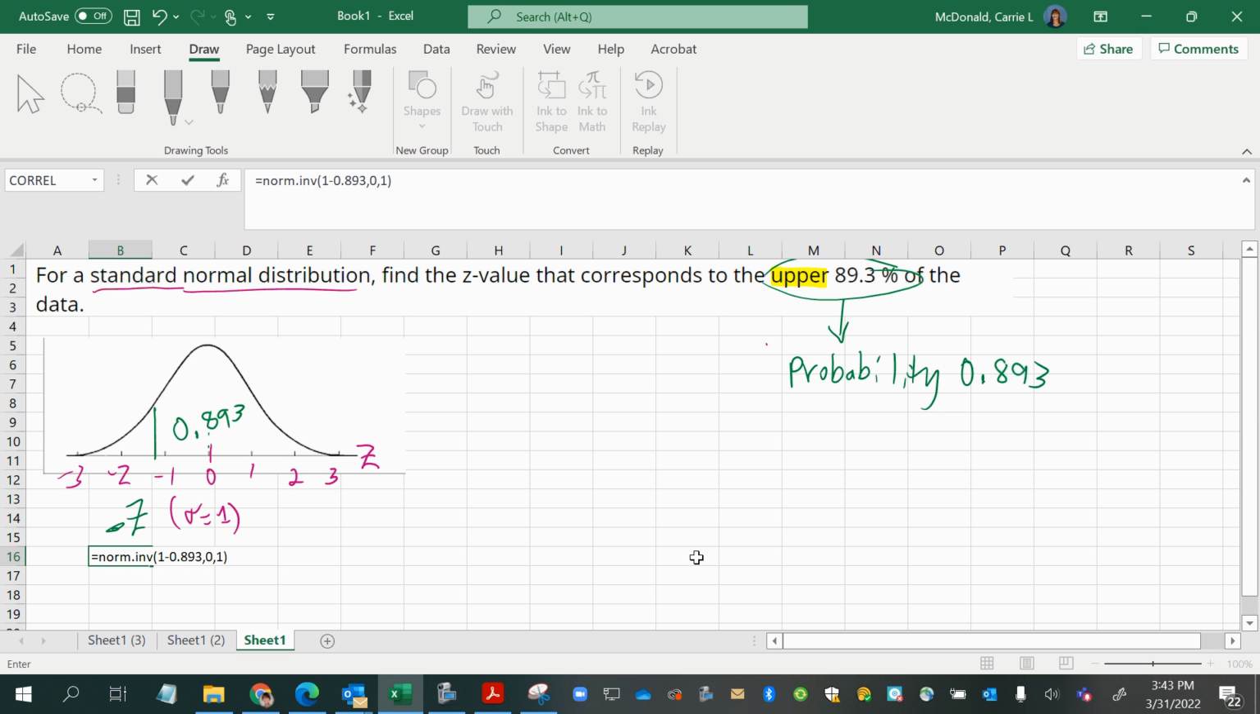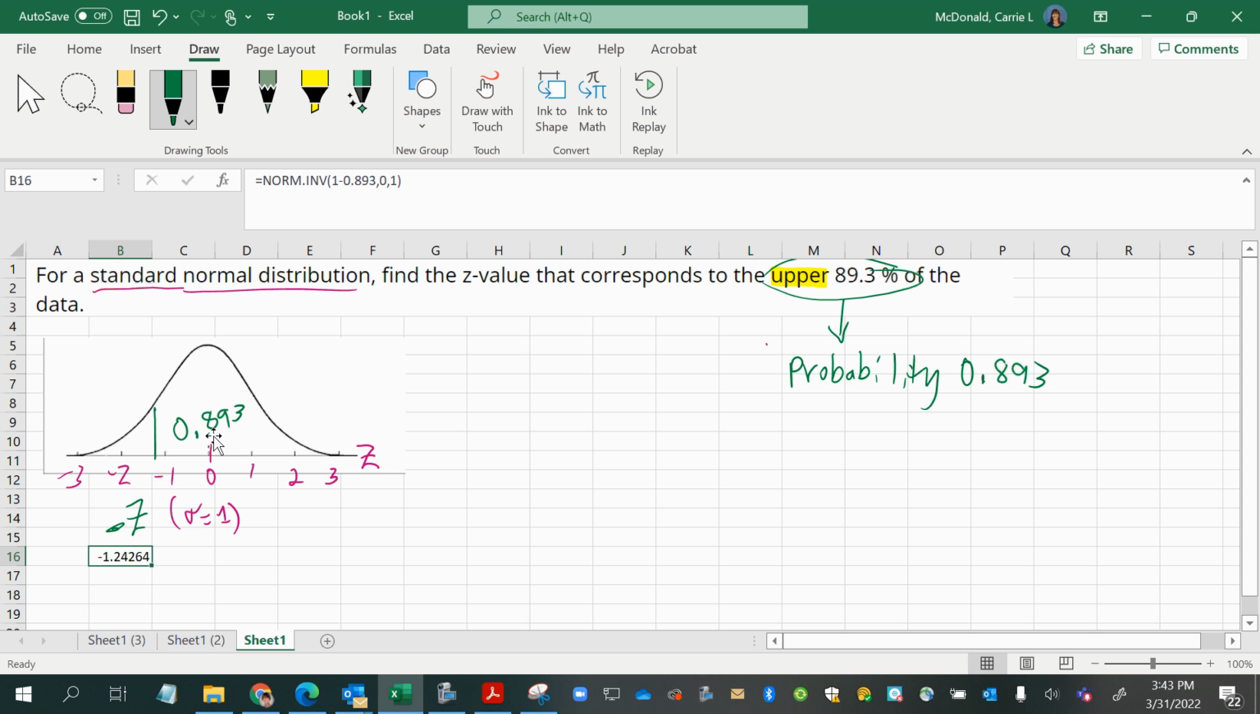And remember, I knew that the mean was 0 and the standard deviation was 1 because we're talking about z-values, and standard is the key word here, normal distribution. All right, and so that is how you would get your answer using Excel.